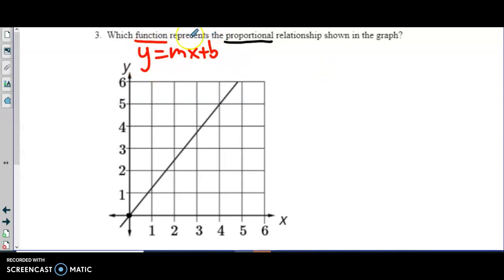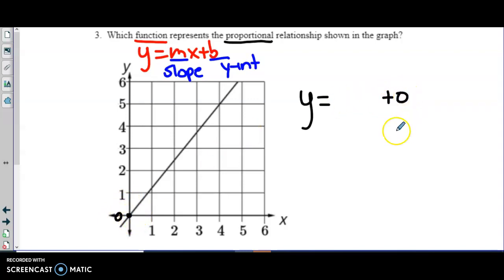Now remember, in this slope-intercept form, m is the slope and b is the y-intercept. So when I go to write my function rule or my linear equation, the first thing I like to do is find the y-intercept. So I'm going to look at my y-axis, and I'm going to follow it down until my line crosses it. And my line crosses the y-axis at 0. So I'm going to put that for my y-intercept.